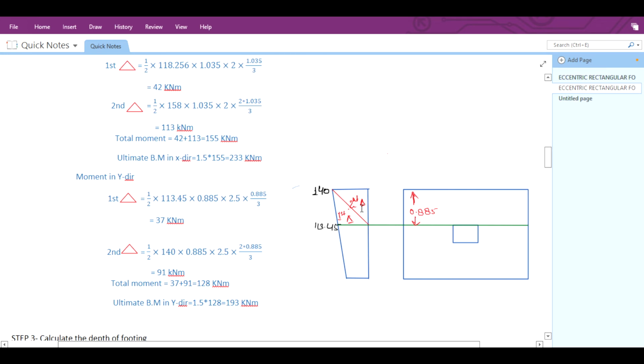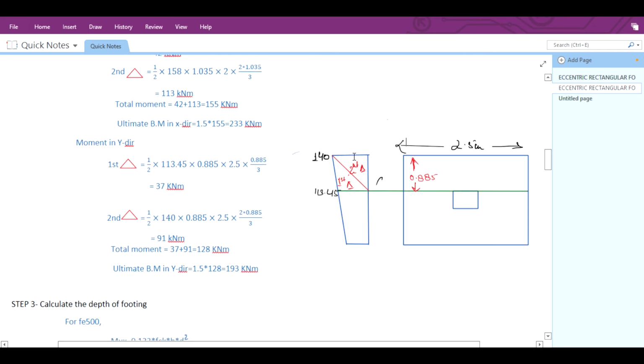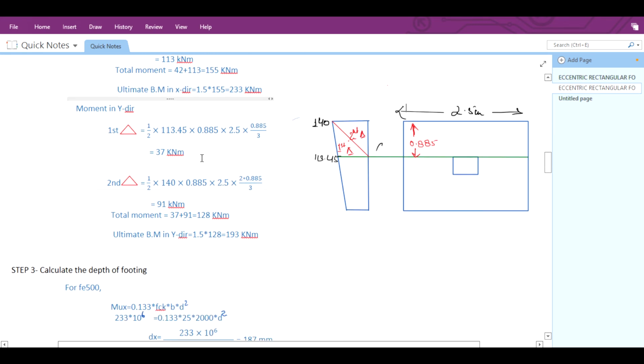So this will be the first triangle, this will be the second triangle, and it will come as half. The net upper pressure will be here. So it is 13.45 multiplied by 0.885 multiplied by the width of the footing, that is for the y direction 2.5. I will write here 2.5 meter. And it will act at the CG of the triangle, that is at 1/3 of the 0.885. So it will come at 37 kilonewton meter.